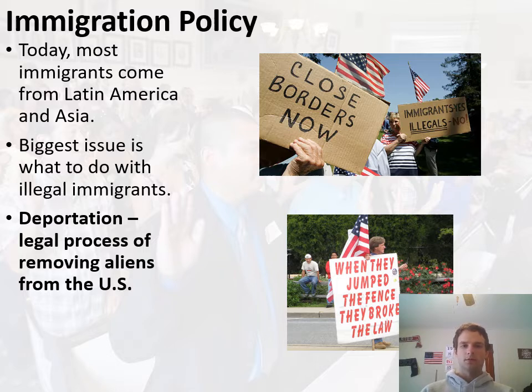And of course, the big issue isn't really what to do with legal immigrants. Republicans and Democrats are pretty okay with legal immigration. It's more a matter of what to do with illegal immigrants. There, of course, is the policy of deportation, where you would legally remove aliens from the United States. In particular, at least up until the Trump administration, there was much more of an emphasis on criminals being deported, whereas other illegal aliens who just happened to be here were usually overlooked. However, with the Trump administration, the focus has changed to just any illegal alien is deported.